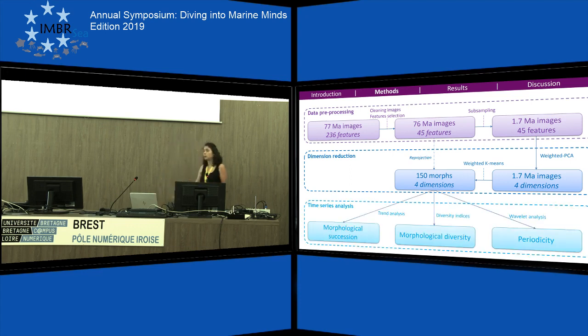The last step was the actual time series analysis. We looked at morphological succession just with trend analysis, graphical analysis. Morphological diversity was investigated with diversity indices, and periodicity with a wavelet analysis. Wavelet analysis is a very specific type of time series analysis that allows you to look at different periodicities, see if they are significant or not, and to look into time. So one periodicity might be significant the first half of the year, but not the other half of the year.